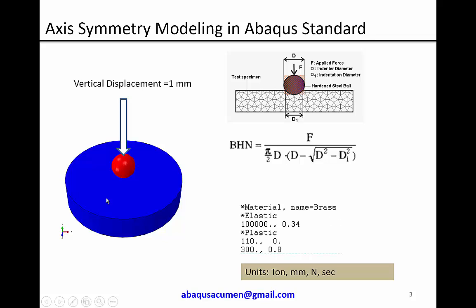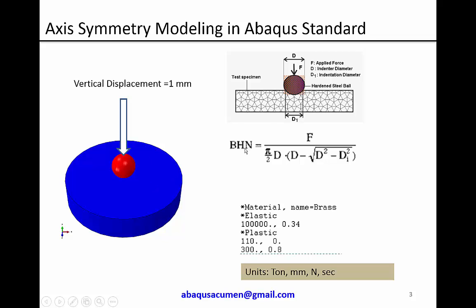For the material, we are taking brass, a soft material, with 100 GPa modulus. So 100K is the modulus in MPa. For plasticity, we are going to put 110 as the yield with plastic strain 0, and 300 at 80%. It is a very ductile material, and the units you are going to use are ton, millimeter, Newton, second. In case you get any different properties, steel or brass or bronze, anything different, you can use whatever is convenient for you.